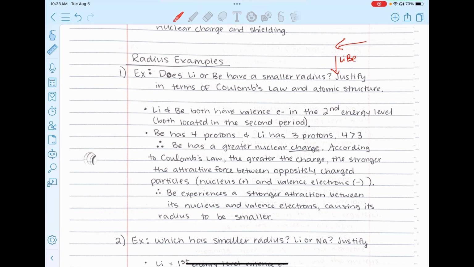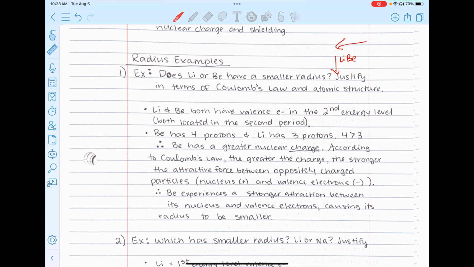Okay, so let's see if we can explain this. Because they're both side by side, they're both in the second energy level, right? So their valence electrons are located in the second energy level, same period. Which means the distance part of Coulomb's law isn't very applicable here, right? So let's look at charge. And in order to really examine charge, we've got to look at the number of protons.